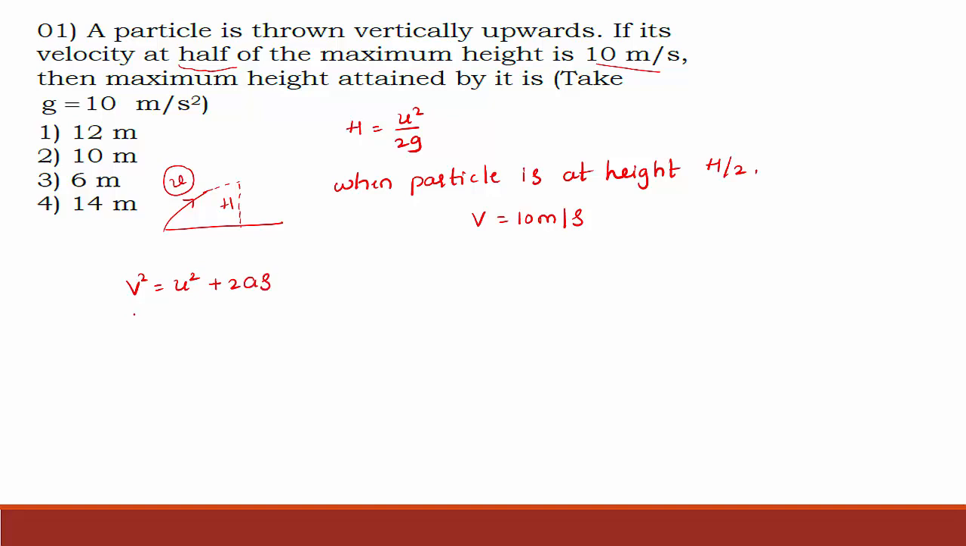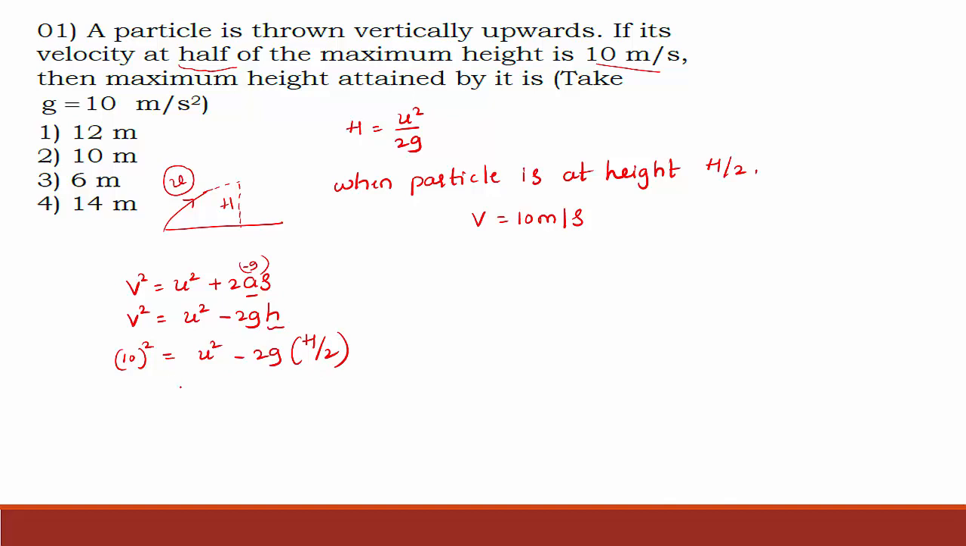We can write it as v square equal to u square. Here acceleration due to gravity is in the opposite direction, so we can write minus g. So the equation becomes minus 2g, and displacement we can take as height h. Substitute the values. V is 10, final velocity 10 square. Initial velocity keep as it is, u square minus 2g. In place of h, we have to write h by 2, right, as this is half of the maximum height.